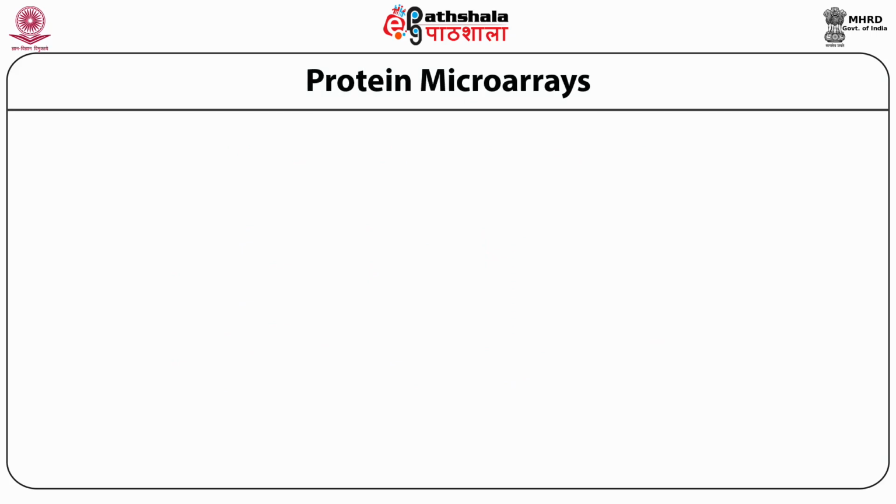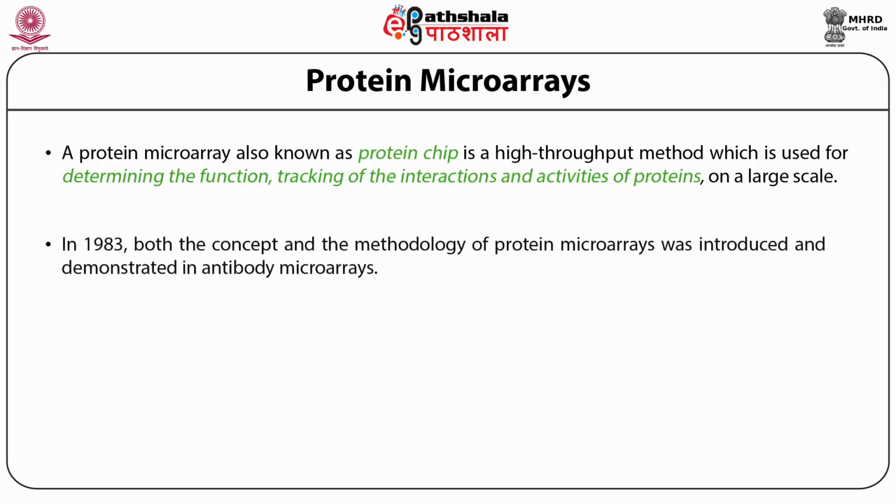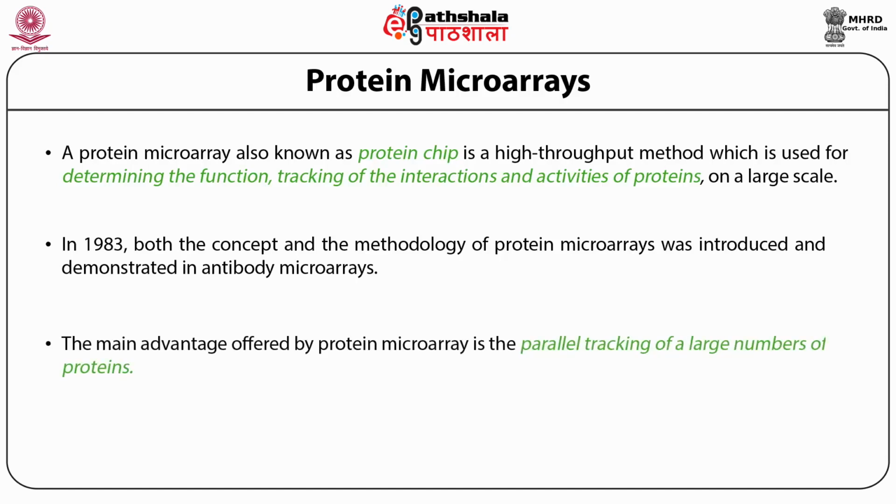Protein microarrays. A protein microarray, also known as protein chip, is a high-throughput method which is used for determining the function, tracking of the interactions, and activities of the proteins on a large scale. In 1983, both the concept and the methodology of protein microarrays were introduced and demonstrated in antibody microarrays. The main advantage offered by protein microarray is the parallel tracking of a large number of proteins.